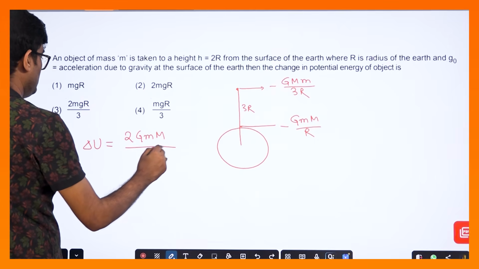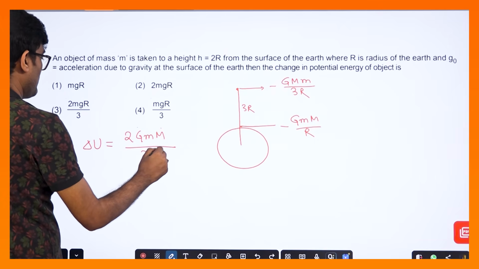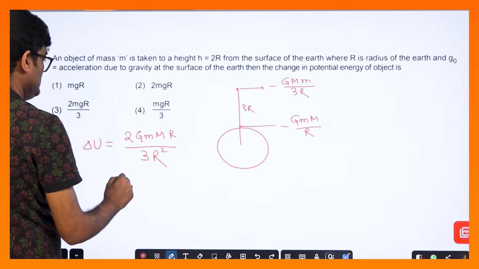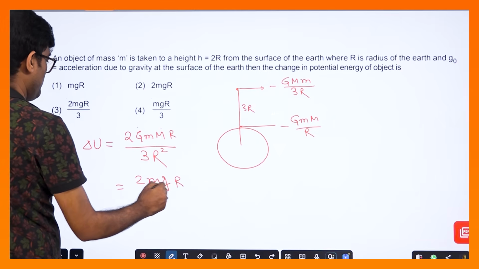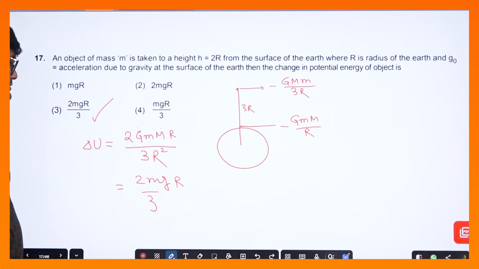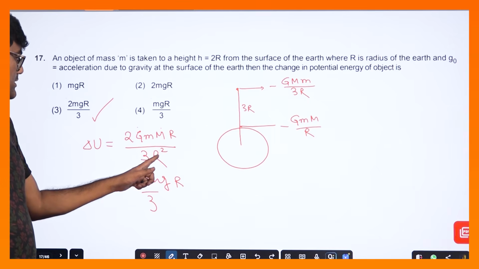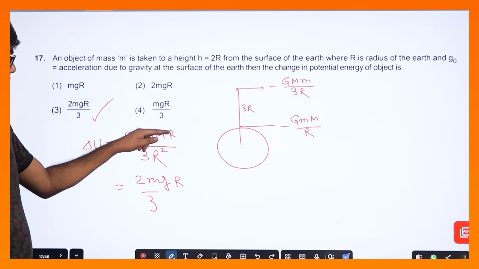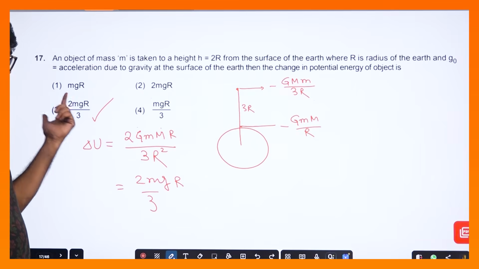2 GMm by 3r. And GM by r square is g. So it is 2 mg r by 3. Option 3 is the correct choice, right? I have multiplied and divided on both sides. I multiplied r in the numerator and multiplied r in the denominator. Then GM by r square is g.